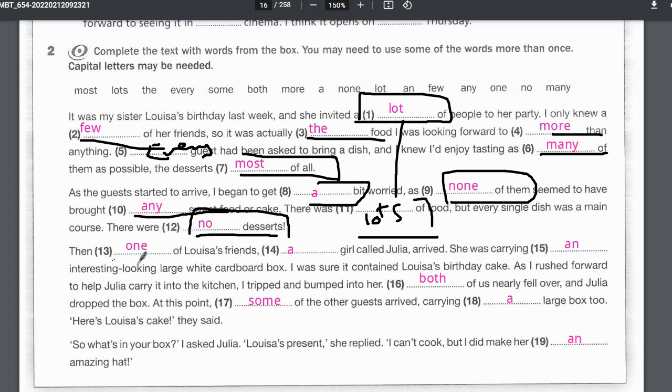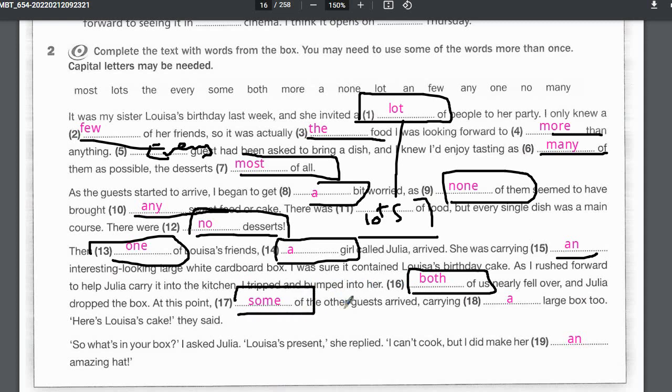Okay. One of them, a, not specific, what we saw before, not specific. Both of us, this is because there were 2. Some can be used with countable and uncountable in positive sentences, okay, in statements. So covering a, not specific, and not specific. I did make an amazing hat. This did for emphasis. Okay, so let's go to the next one.